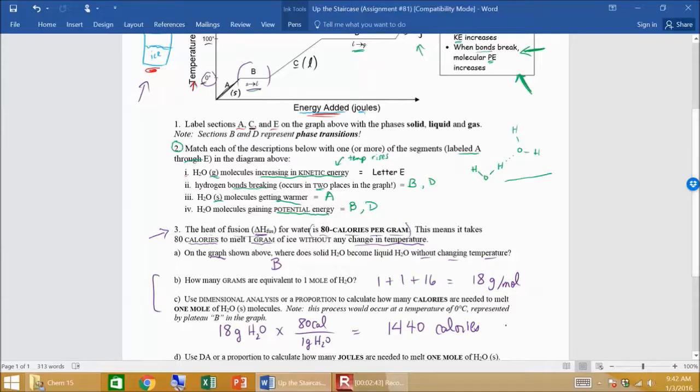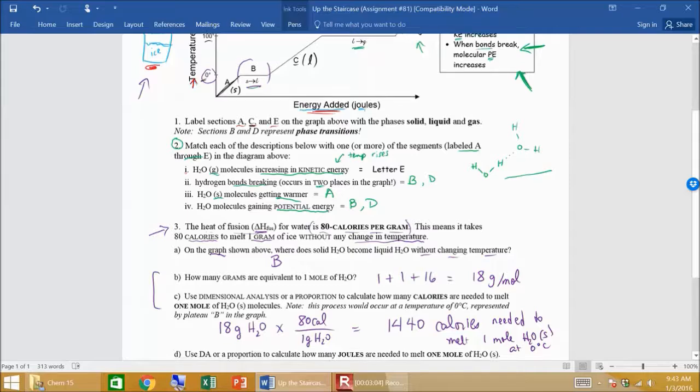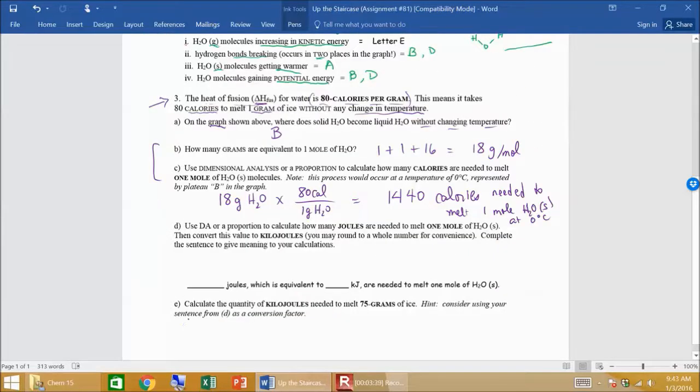So let's label it actually: needed to melt 1 mole of H2O solid, and particularly this is at 0 degrees C. So it's a lot of energy needed just to melt the ice. Need to pause the video to redo D and E, do so now. I'll show you the answers after you've figured it out.